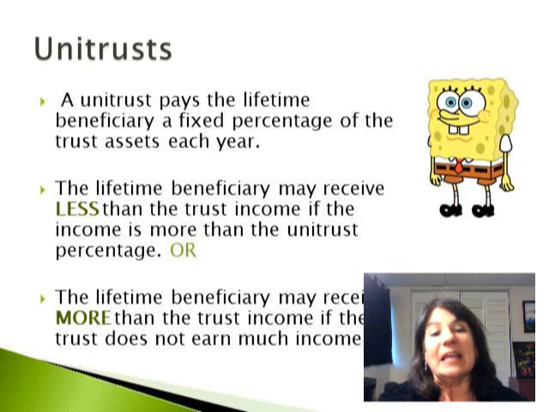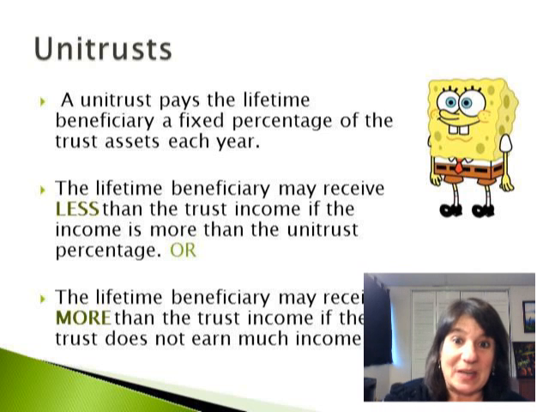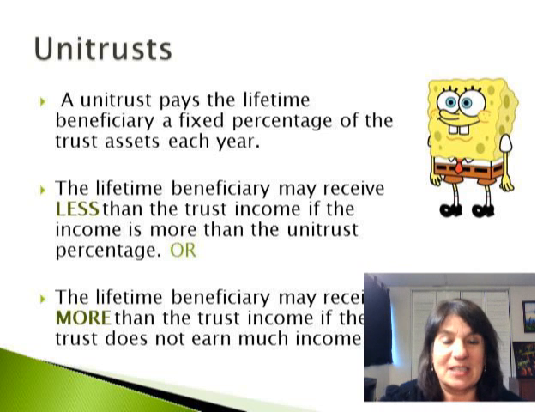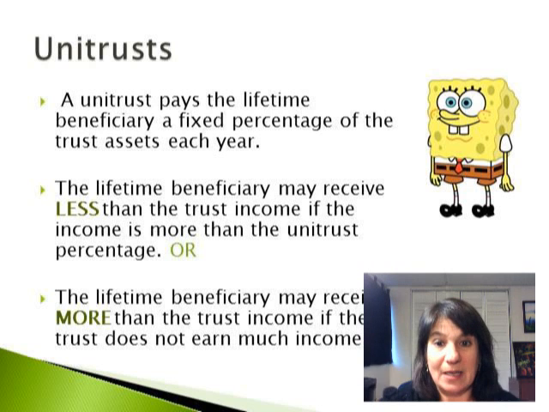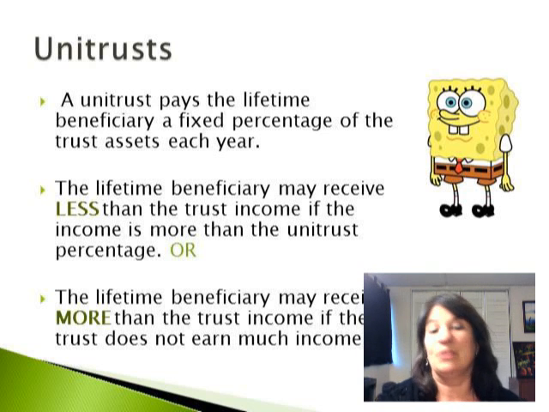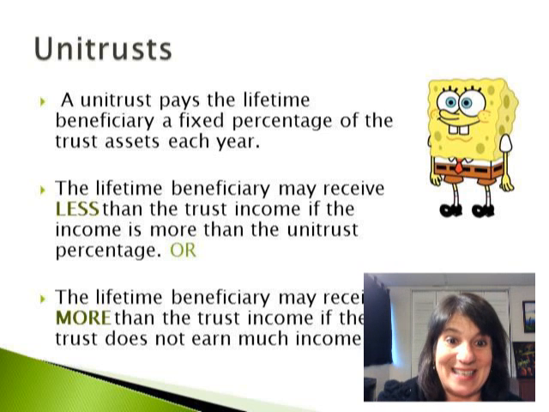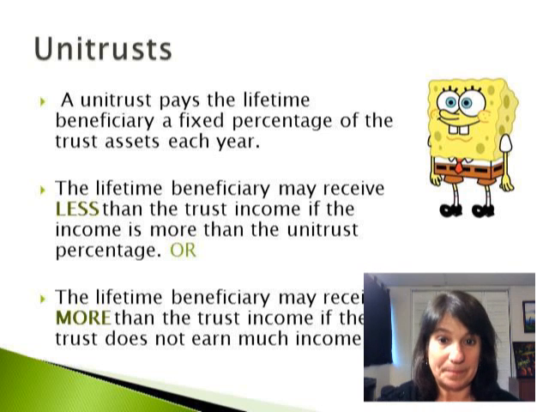Okay, here's our big fix. The wonderful thing, it's the unitrust. A unitrust pays the lifetime beneficiary a fixed percentage of the whole trust value each year. That could be less than the actual income. If the trust is earning a lot of income and that fixed percentage is less, let's say maybe you set it at 4%, and the trust actually rakes in 10% in income. Now that would be a lot of income, but it's possible.